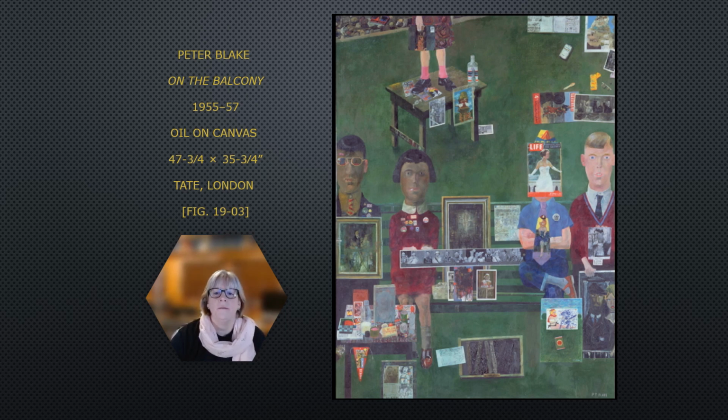This is a painting by Peter Blake titled On the Balcony. Like Hamilton's collage, we see the inside of an apartment filled with modern references. The children are holding images of modern art. On the left is Matisse's On the Balcony. And placed throughout the painting are images from popular culture. For example, we see the Life magazine cover taking the place of one child's head right there.